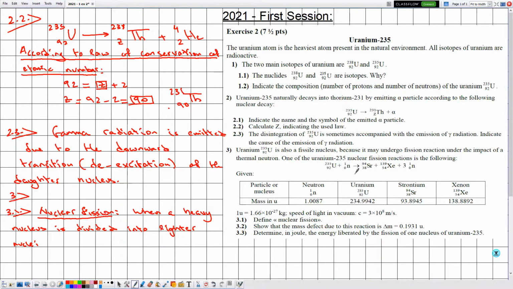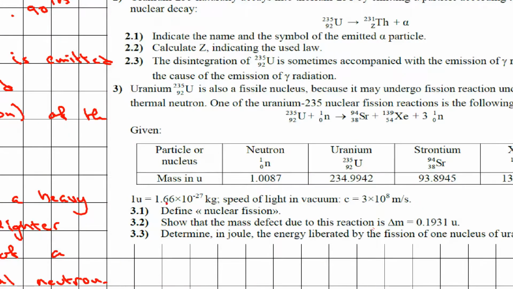So, due to the thermal neutron which is here, then let me say into lighter nuclei under the impact of a slow neutron or thermal neutron. Then this is it for 3.1, just a definition.